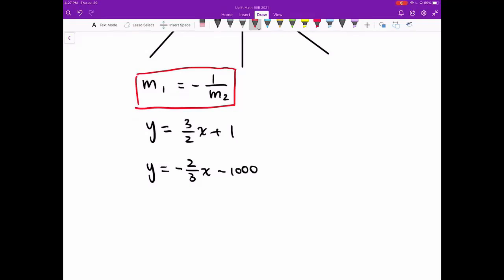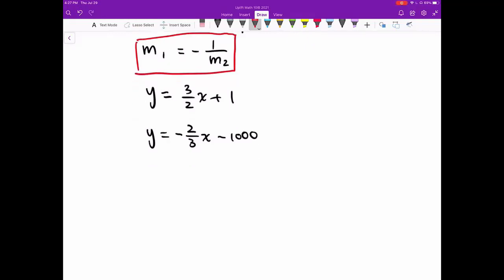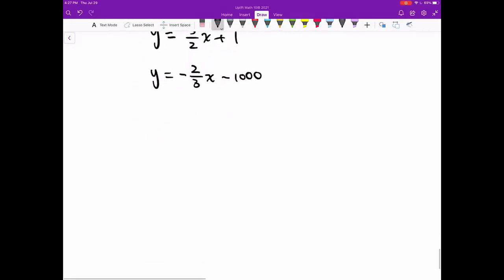All right, David, do you want to do some examples? Yeah, sure. So we can try a parallel first. We can try to find a line which passes through the point (1, 1) and is parallel to the line y equals 3x plus 5.